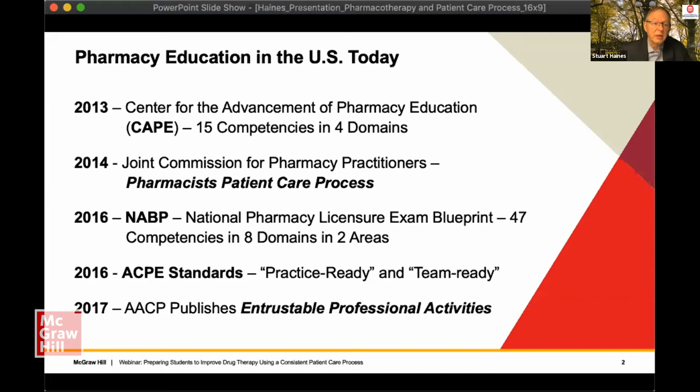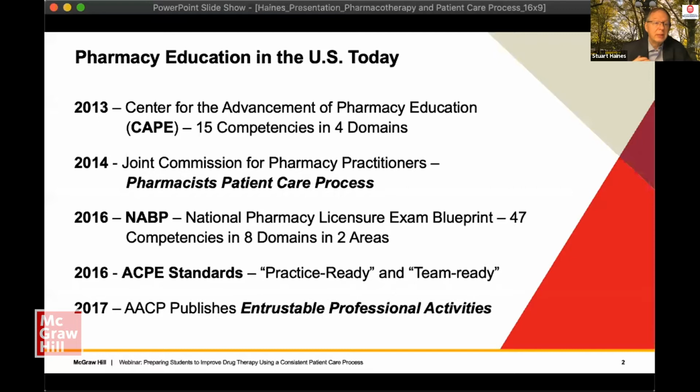This really began, I think, in the early 2010s. In 2013 was published the Center for the Advancement of Pharmacy Education, better known in the US as CAPE. This was the fourth iteration of that document. And in it, it outlined 15 competencies in four different domains that pharmacists or pharmacy students should be educated regarding. And one of those domains is direct patient care.